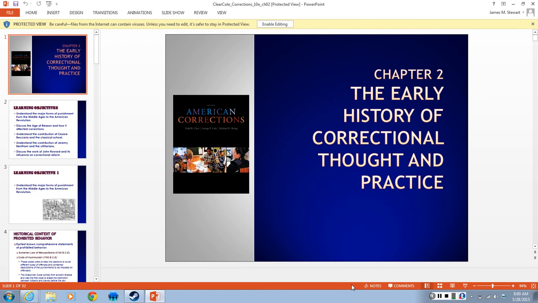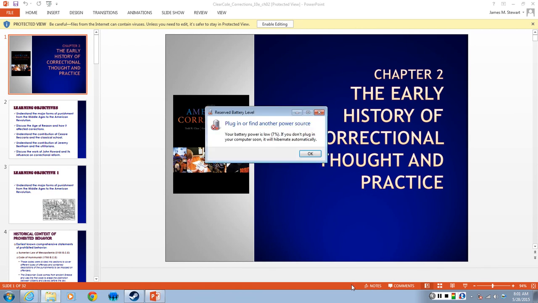Or money? How can we house the most prisoners for the least amount of money possible? And corrections was a business then, and it's a business now. It's still about simple economics. How can we get the most bang for our buck, if you will? And if you keep that in mind as you read this early history of correctional thought and practice, I think you'll understand it a little bit better.